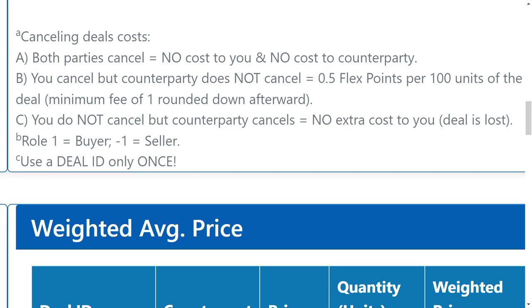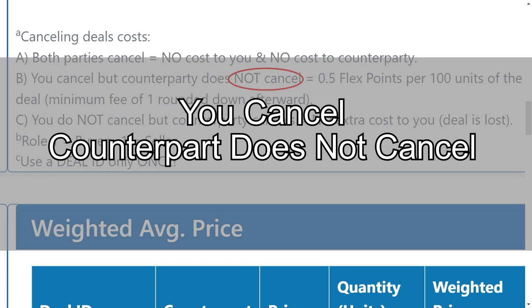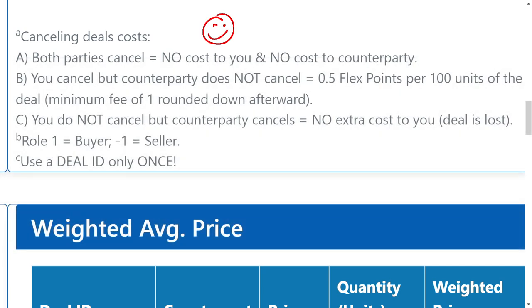The second case is case B. You cancel, but the other party, the counterparty, does not cancel. So that means that you cancel, but the other side does not agree to cancel. So if we look at that kind of situation, it's something like this. We have a group, like maybe your group is group 22. And here's another group, maybe this is group 30. And you go ahead and you send a deal, and they send a deal, so the deal is agreed to. So this deal is good.